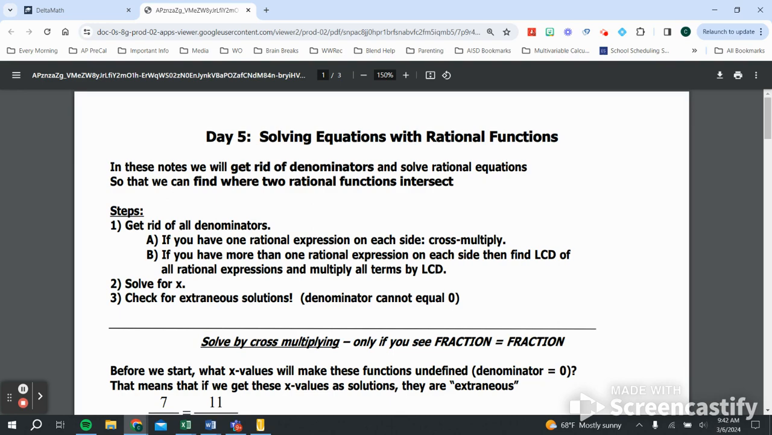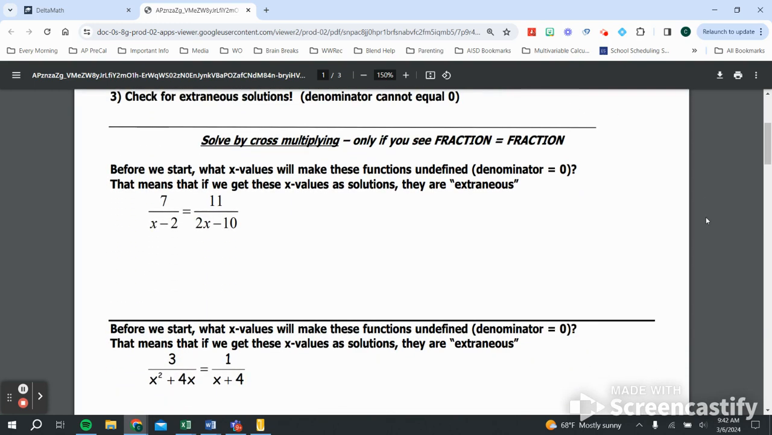I always like to first look for an extraneous solution. Where is my equation undefined first? And that helps me when I get my answers. So let's look at this first one here. So here it says solve by cross multiplying. Again, we only do that if we see a fraction equal to a fraction.